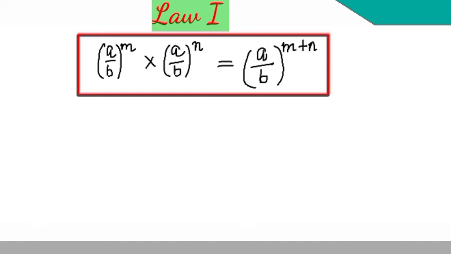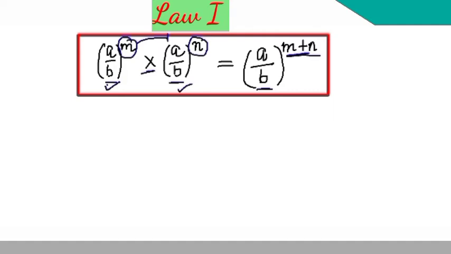Here the first law is, if bases are same, then the power must be added in case of multiplication. Here in this property, these are the bases and these are the powers, and we are multiplying these two. Bases are same, so we have written it once, and power we have added. It means m plus n. Here power is m plus n. Let us understand with an example.